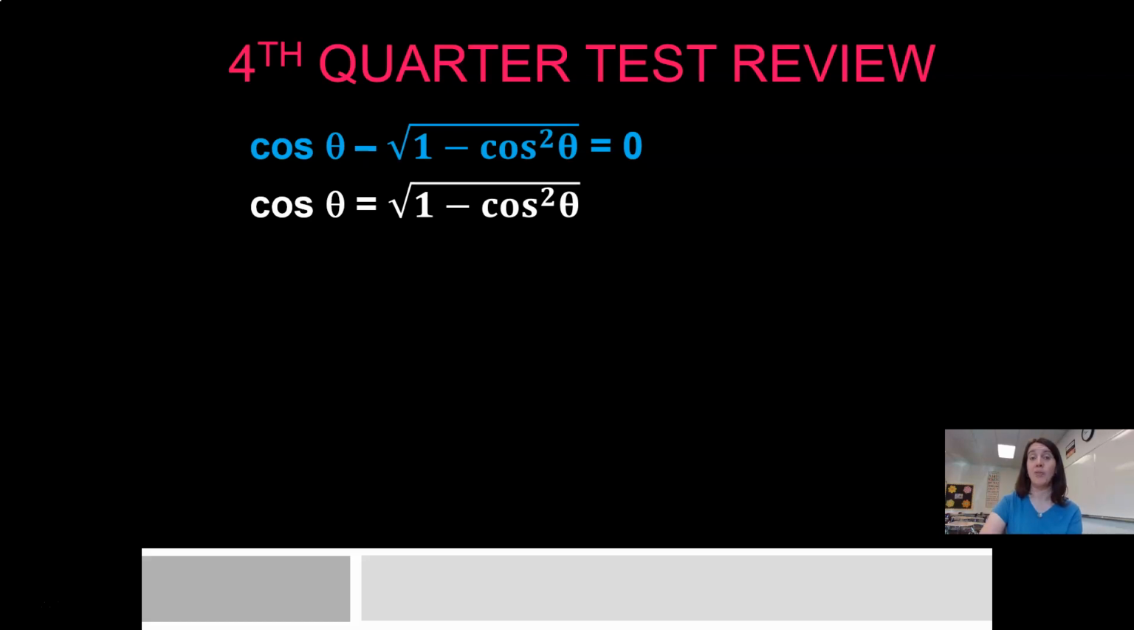Well, how do we get rid of a square root? We square on both sides of the equation. So we have cosine squared theta now on the left-hand side. The right-hand side, when we squared, just canceled the square root. So we are left with the radicand of 1 minus cosine squared theta. We're trying to solve for theta in this equation.